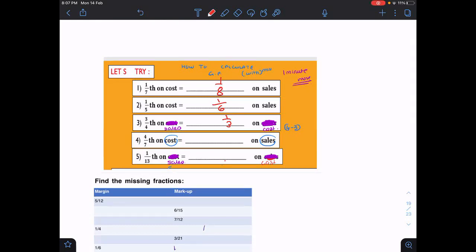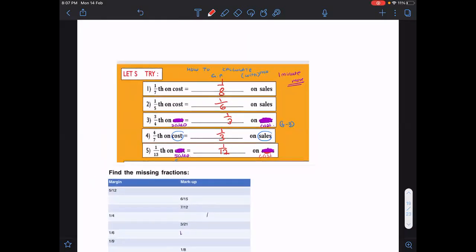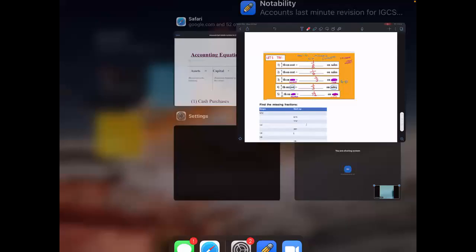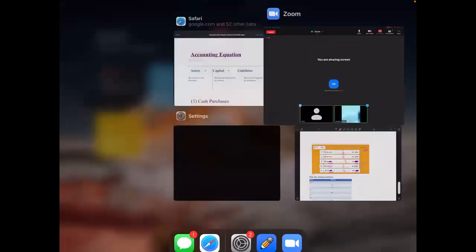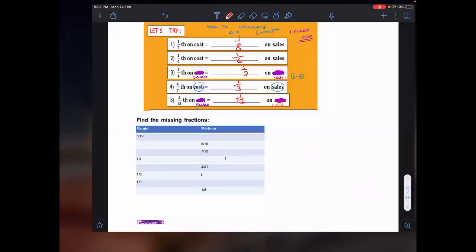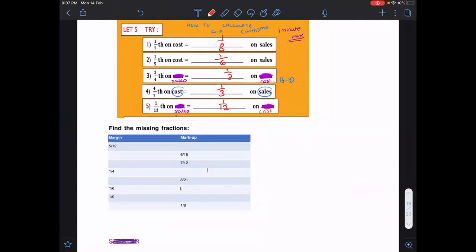4/7 on cost, 7 minus 4, so 3. 1:3, 1/3 on sales. 1/12 on cost. Find the missing fractions. 5/12 on margin. Margin is on sales, markup is on cost.